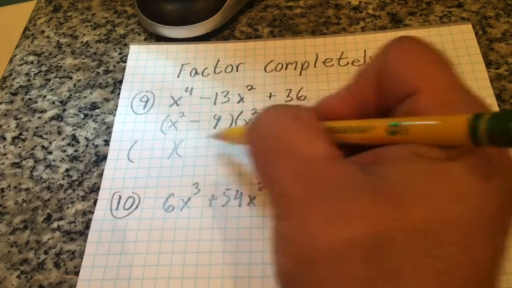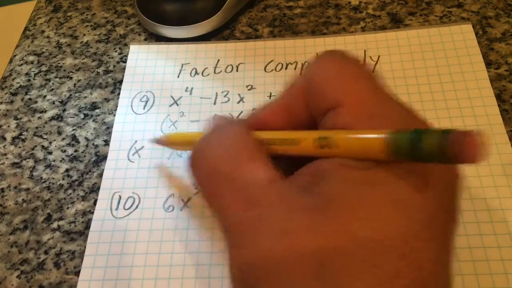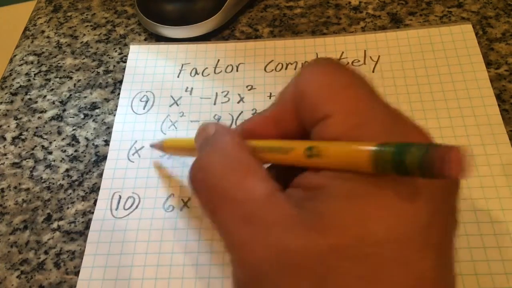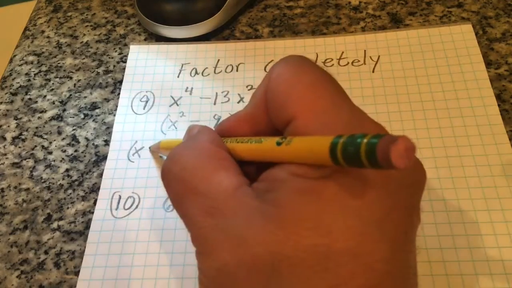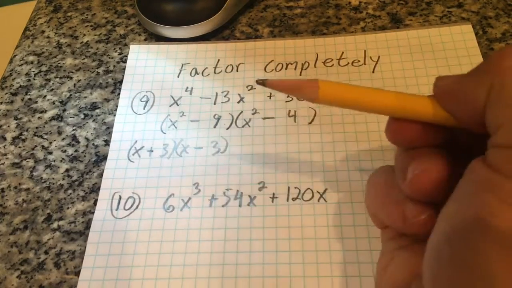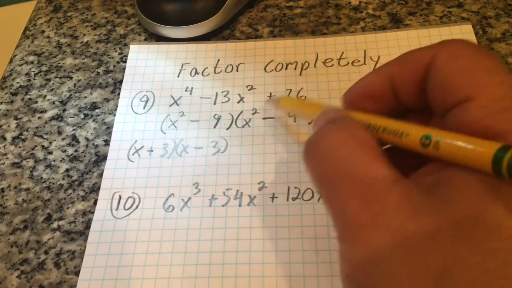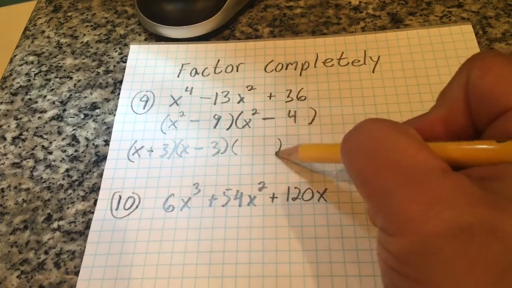So x squared minus 9 will factor to be x times x equals x squared. 3 times 3 equals 9. In order for the middle term to cancel out, this has to be positive, negative, or negative, positive. That order doesn't matter. I am factoring completely, so I can factor this. Another difference of two perfect squares.